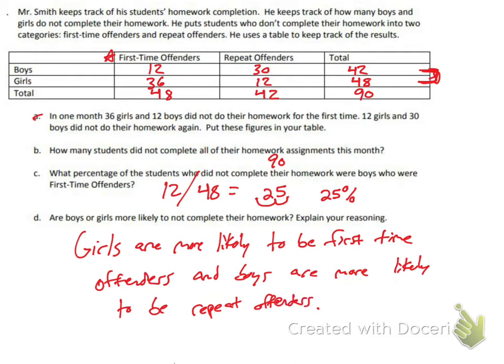But if you had to come down to a specific number on the total, it would be 48. So I would write something like, girls are slightly more likely to not complete their homework.